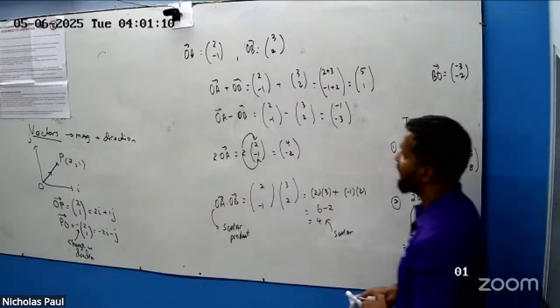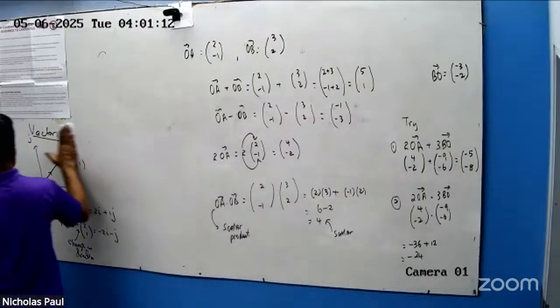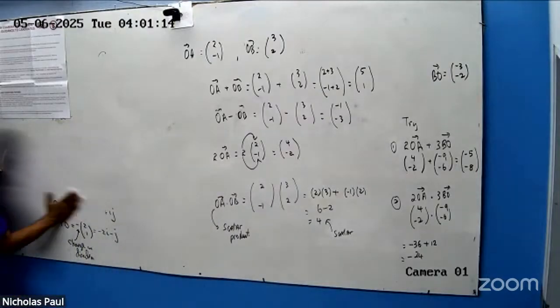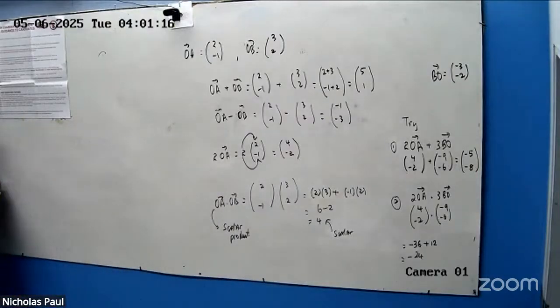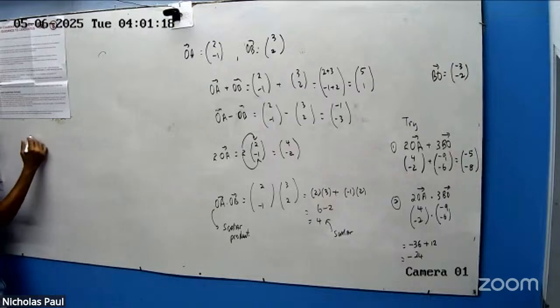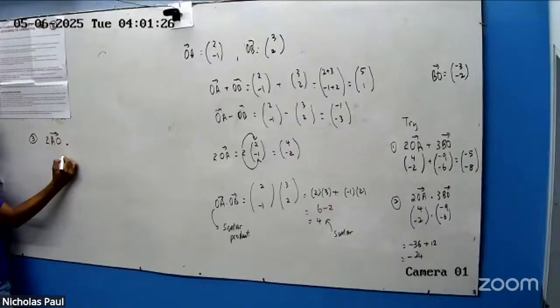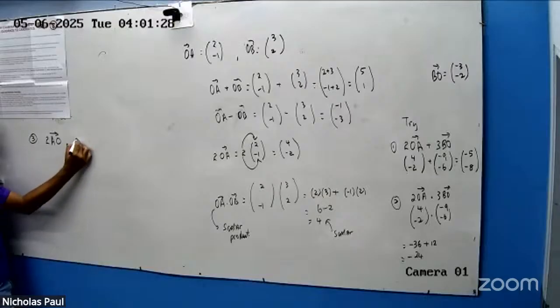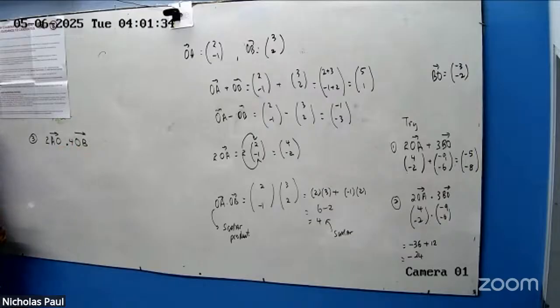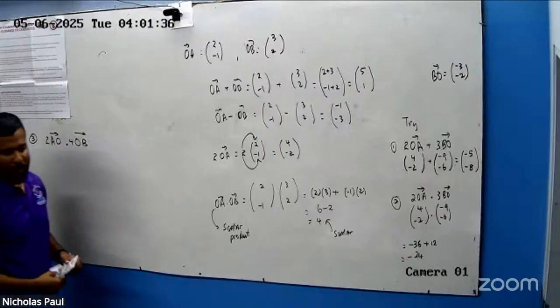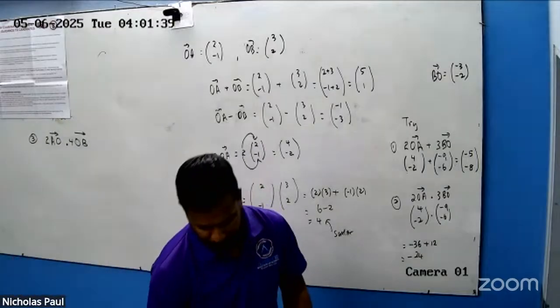Just do one more real fast, because some of you got it wrong. Do one more before I move on. Try this, please. Let's do 2AO and multiply it by OB. Do that fast. Find the dot product and come on the board.